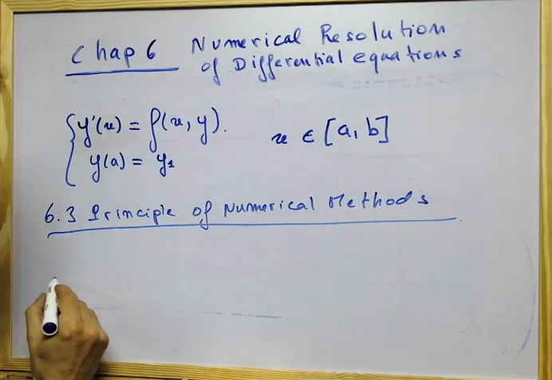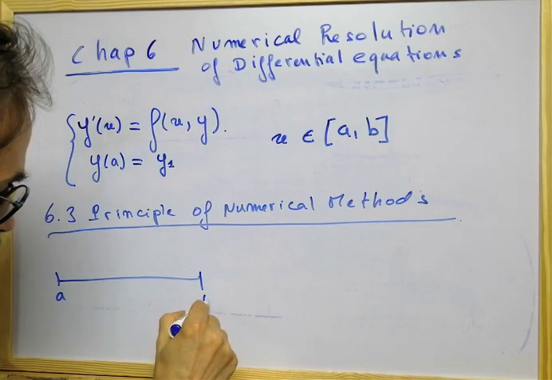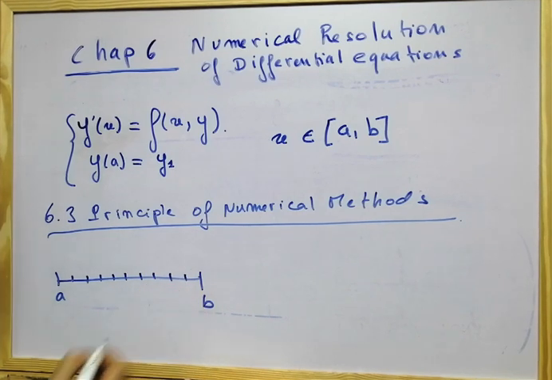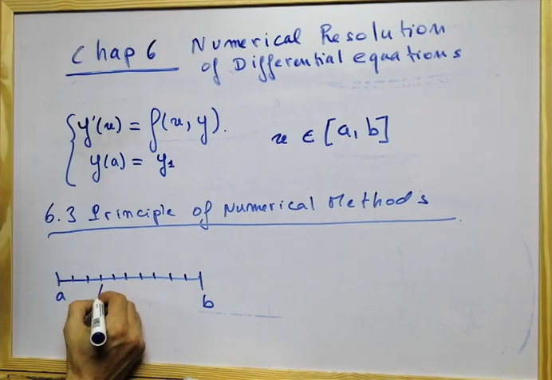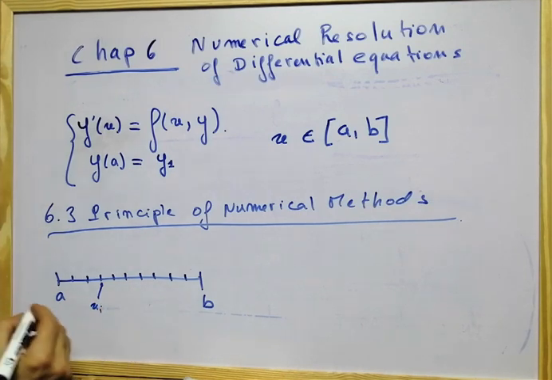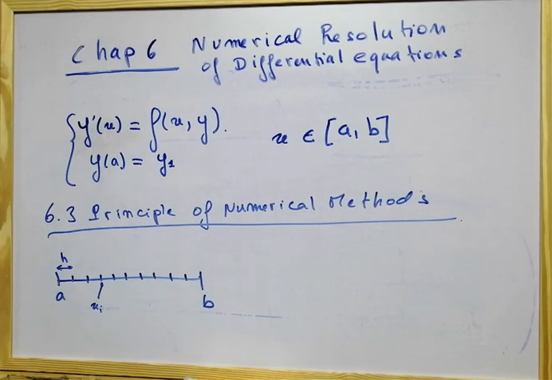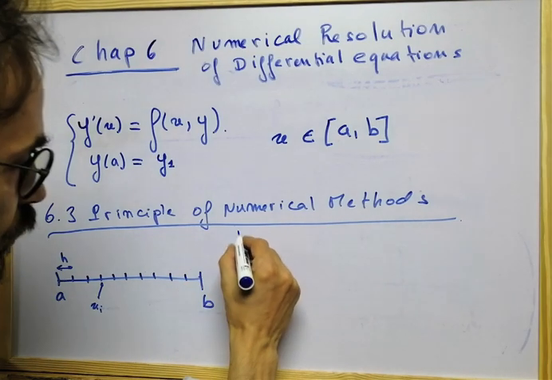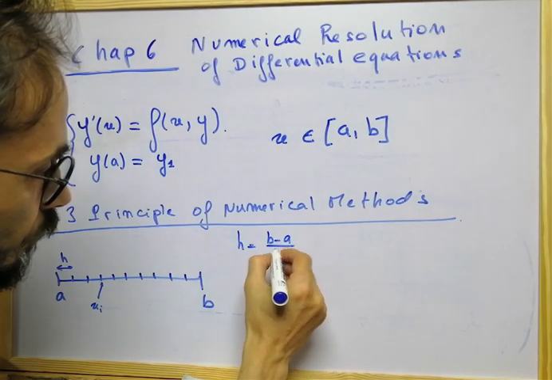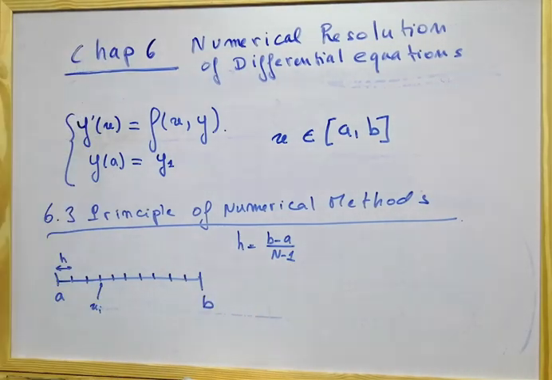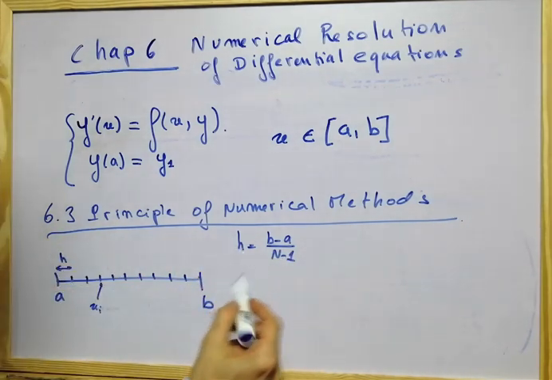We will discretize the interval a, b into n points, or n minus 1 equal steps. These are the points xi, and they are equally spaced by a step h. So if I use n points, h is equal to b minus a over n minus 1, where n is the total number of points. Like I said, you need to divide by the number of intervals. So if you have 3 points, you have 2 intervals, etc.